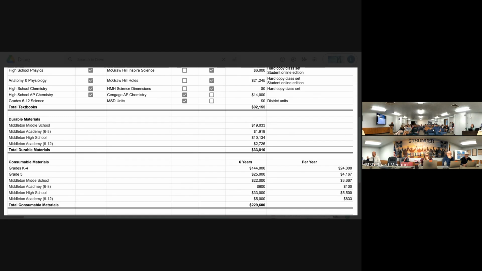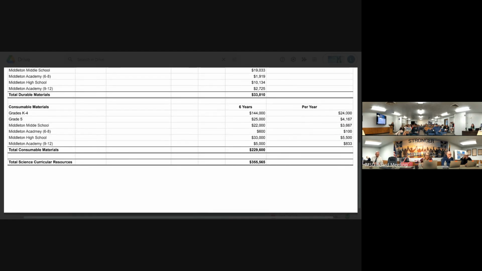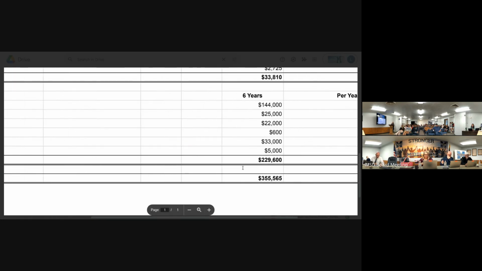And then where you're going to see the bulk of the money spent is in those consumable materials. That's the lab supplies, so that we can really work to get that hands-on experience for our students. The total that we're looking for this adoption, if you'll scroll down just a little bit more, Lisa, did it get the rest of it, is about $350,000.